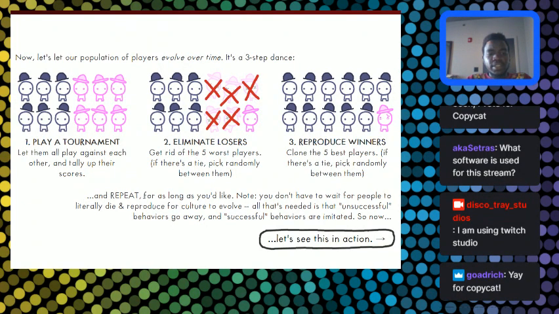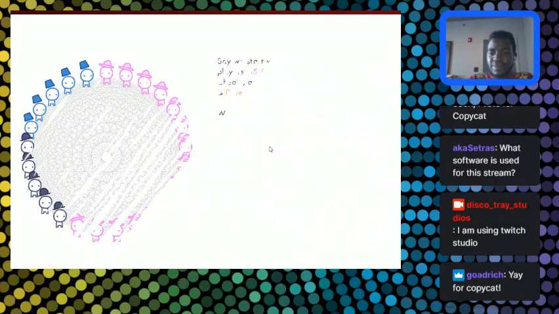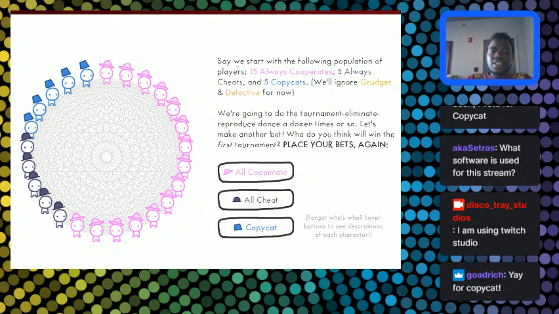Repeat for as long as you like. You don't have to wait for people to literally die and reproduce for culture to evolve. All that's needed is that unsuccessful behaviors go away and successful behaviors are imitated. So now, let's see this in action. Say we start with the following population of players: 15 always cooperates, 5 always cheat, and 5 copycats.